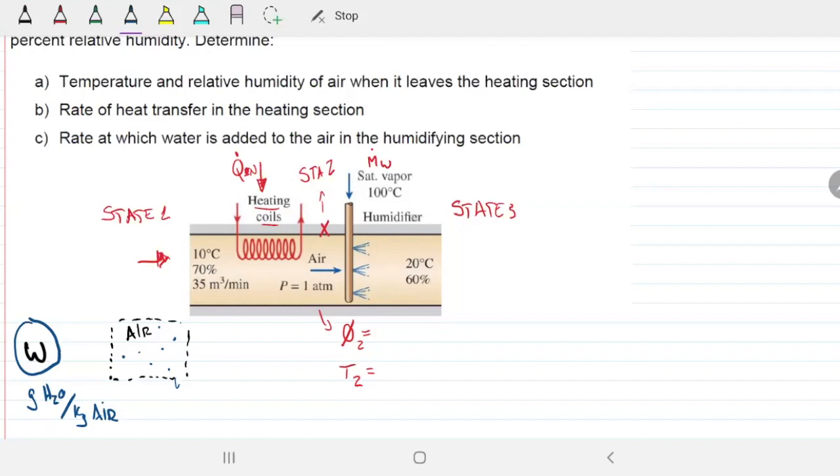Cool, so what do we know? We know that as long as we have two properties, and in this case we have two properties here and two properties here, we can define the whole state using the psychrometric charts. So we can use that information to define state 2. You can define states 1 and 3 off the bat and use that information to define state 2.